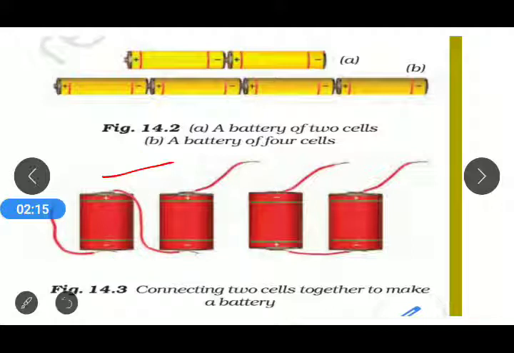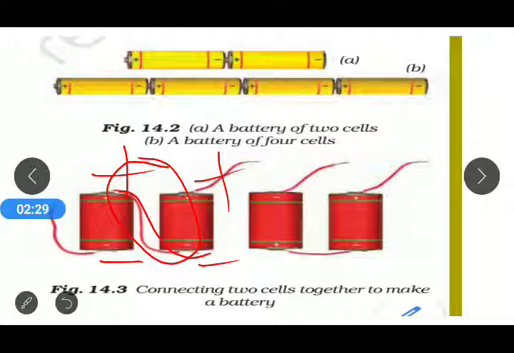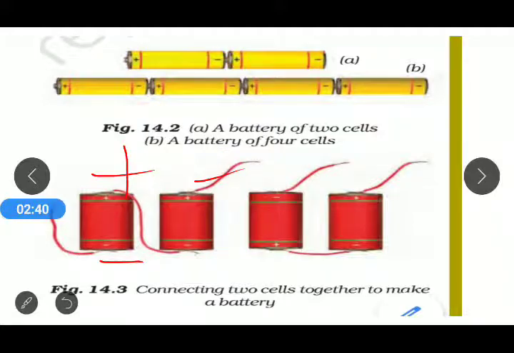Again I explained that this is the negative, this is the positive, this is positive and this is the negative terminal. So you can see that there is a common wire attached to both these cells. That wire is connected to the positive terminal of the first cell and the negative terminal of the next cell. So in that way that combination makes a battery. Another combination you can see in that picture.